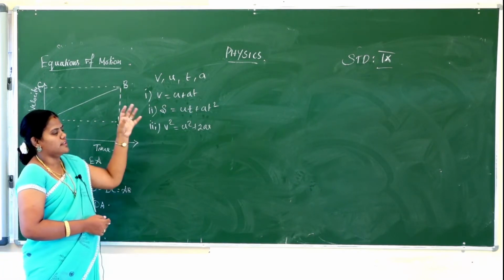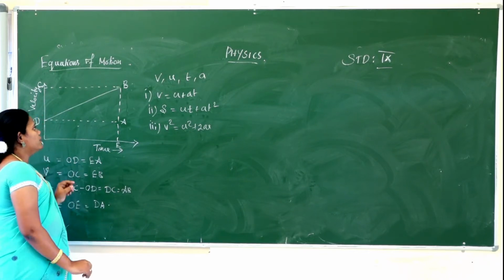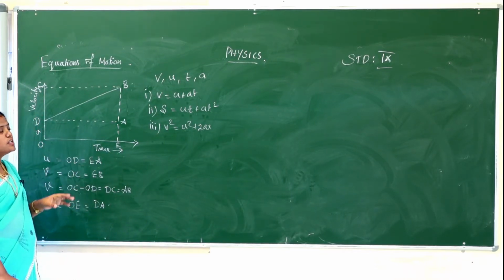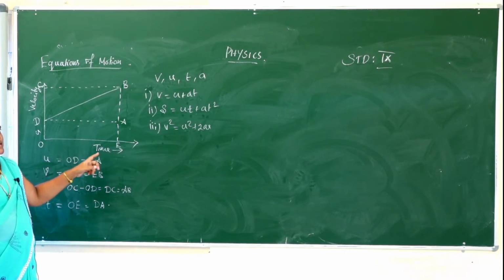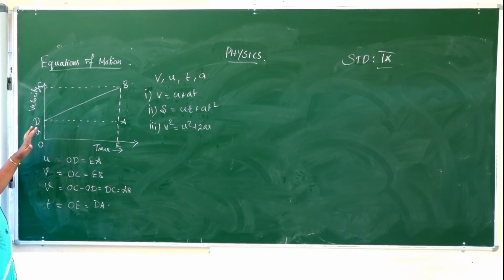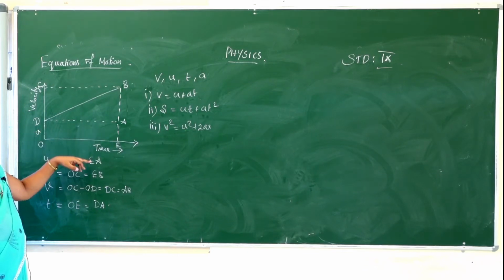Using the graph, we are going to derive the three equations of motion. First, we derive the first equation of motion. Initially we consider one graph, where time is taken as the x-axis and velocity as the y-axis. Plot the graph of time and velocity.